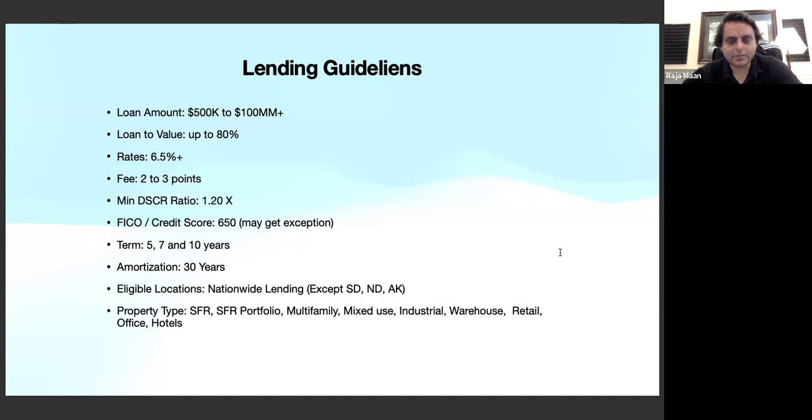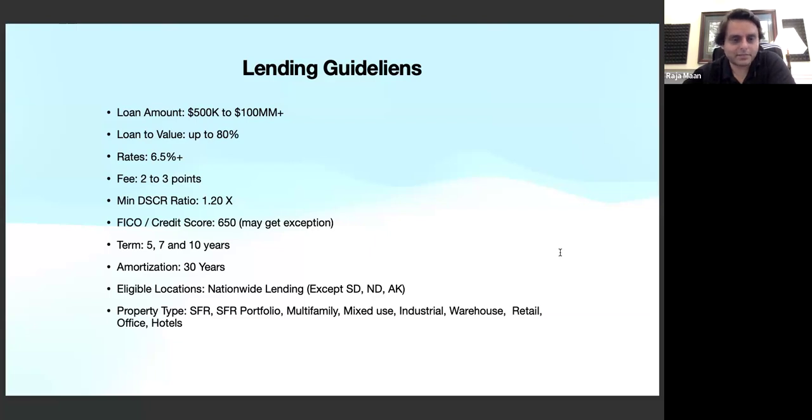Eligible locations for the property: nationwide lending, except we don't do anything in South and North Dakota and Alaska. And property types: single family residential, portfolio deals if you have multiple single family properties, multifamily properties, mixed use, industrial, warehouse, retail, office, hotels.